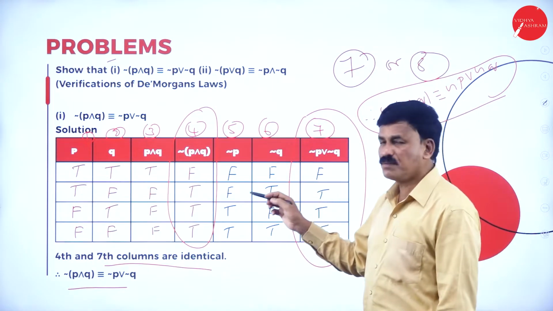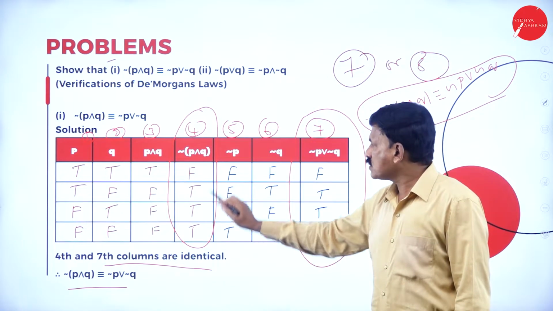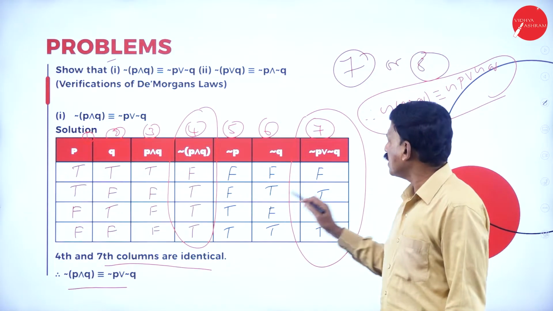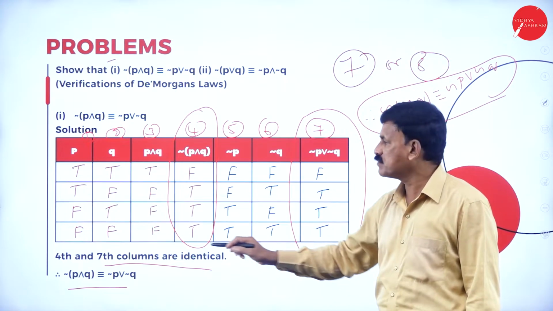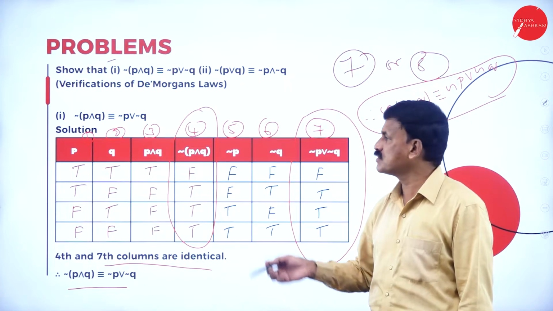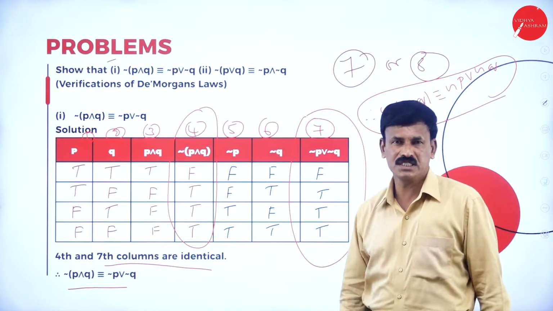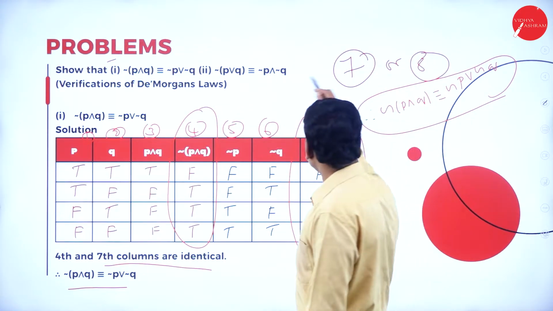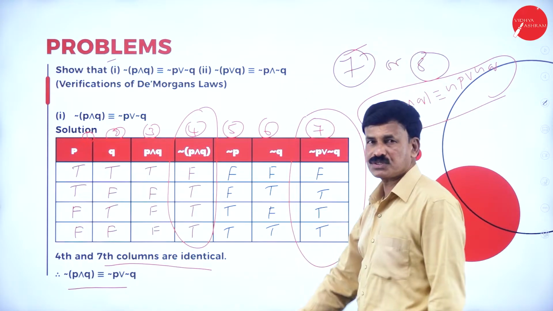See, from the table we can say the truth values for the 4th column and the 7th column are same. That means 4th and 7th columns are identical. They have the same truth values. Therefore, they are logically equivalent. That's it. So, if you do this much, definitely you will get 7 marks, no doubt in it.